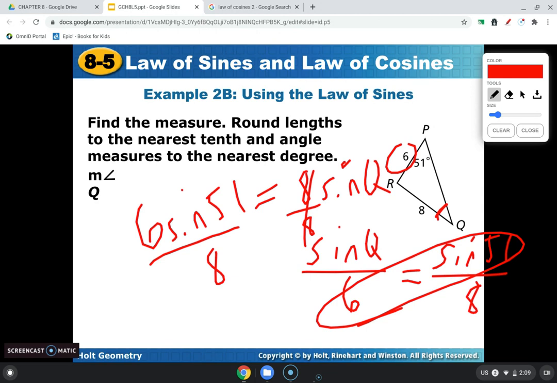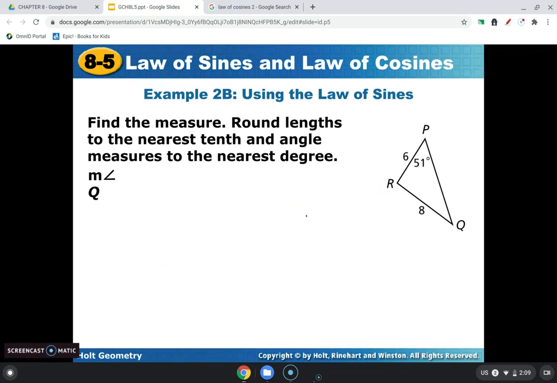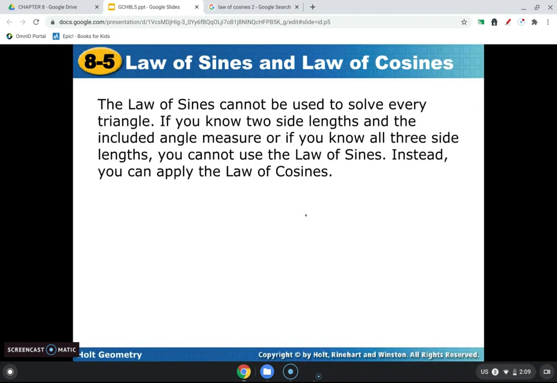That is second negative sine. It should spit out 35.65, which we can round to 36 degrees. Don't round until the very, very end and keep it in your calculator. All right, so that's the law of sines.